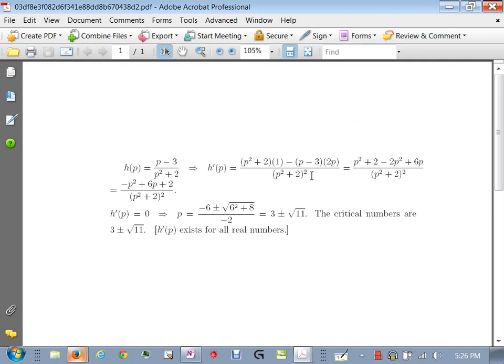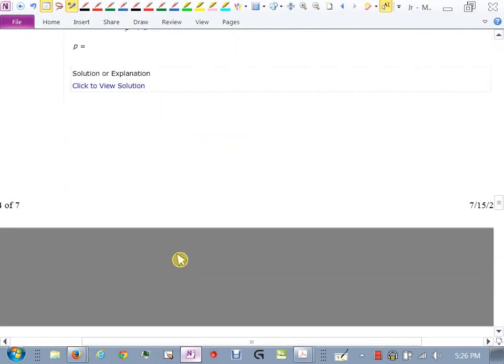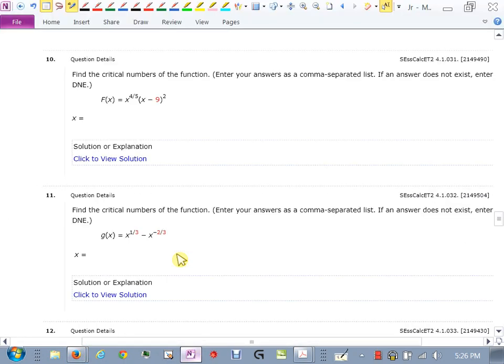The only difference between this one and the one I just did is that the one I just did was a little easier to solve. On this problem, you have to do quadratic formula. Okay, let's look at this one. This one's a little tricky.